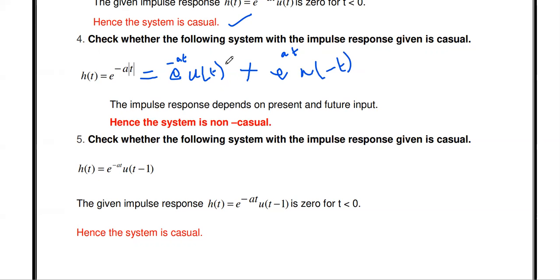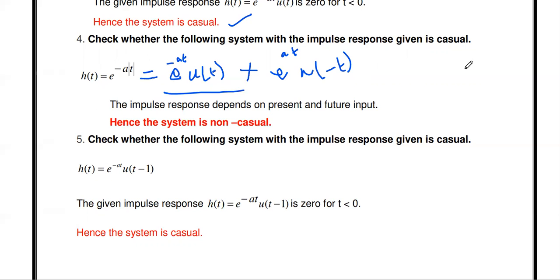Okay, so according to this, the first part you see, the h of t, is the addition of 2 parts. In the first part, e power minus a t multiplied with u of t. So this is available only for positive duration of time. But here you see e power a t multiplied with u of minus t.